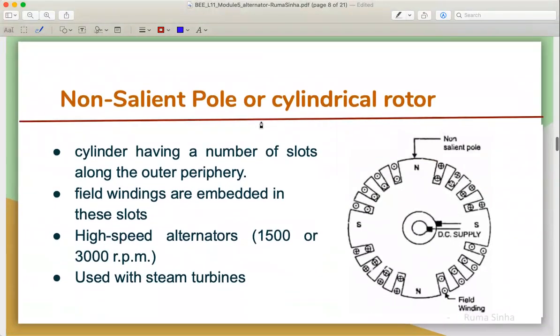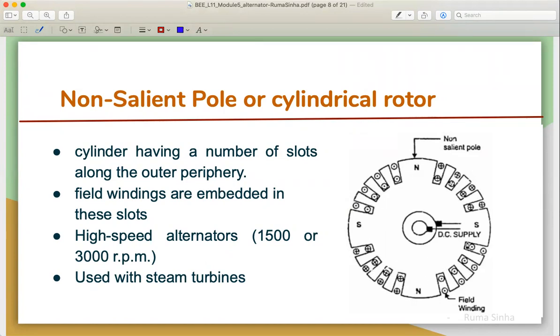Coming to the non-salient pole or cylindrical rotor, it's like this. You have North Pole, South Pole, North Pole, South Pole. So this is shown as 4 poles. In the outer periphery of this non-salient pole, we have the slots made, and in the slots, the field conductors are placed. Field windings are embedded in these slots basically.